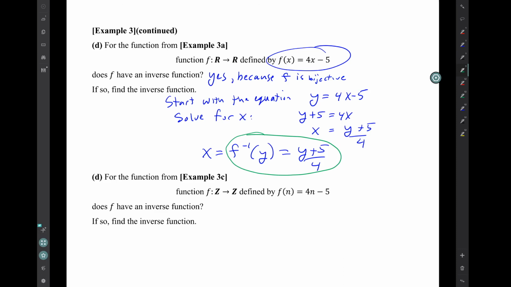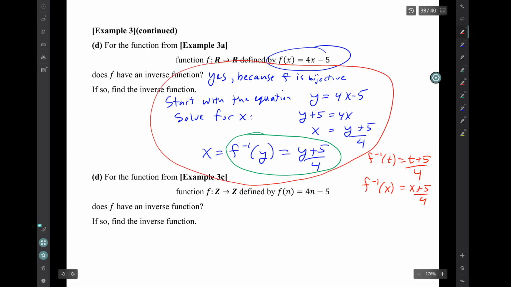Now, if you prefer to have your functions have different variables, you could change the variable afterwards. You could say that f inverse of t equals (t plus 5) over 4. You could say f inverse of x equals (x plus 5) over 4. I prefer to change variables after I figure out what the function is, but to figure out the function, I don't change the variable in the process. I just keep the original variables where they are. I solve for x in terms of y, and I get this result.